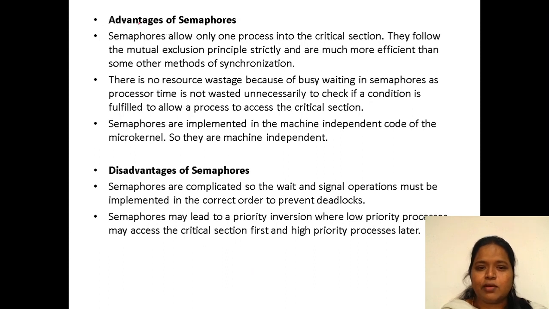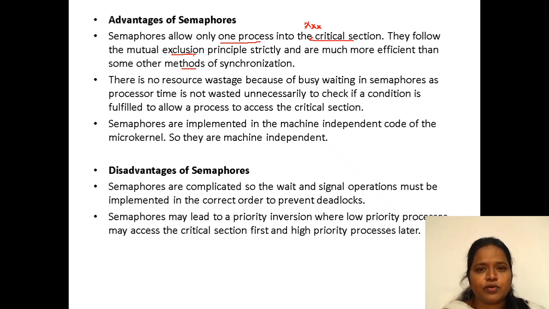Semaphore allows only one process into the critical section, which is very important. It follows the mutual exclusion principle and is much more efficient than other methods of synchronization. Mutual exclusion means only one process should enter into the critical section. So that is the mutual exclusion.